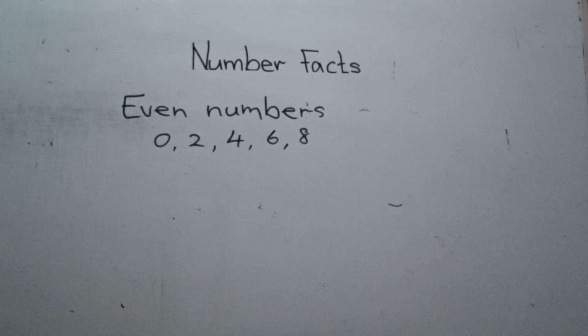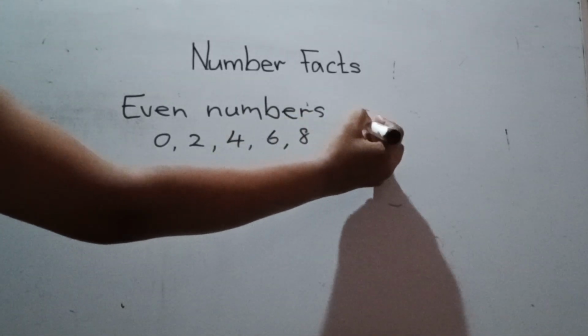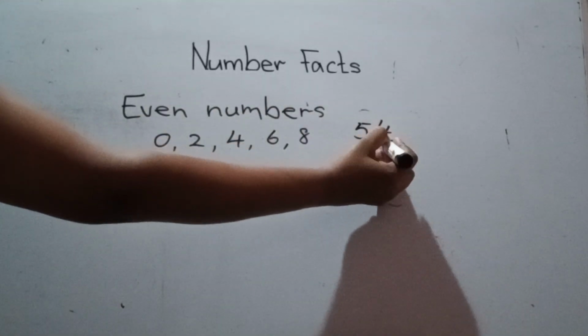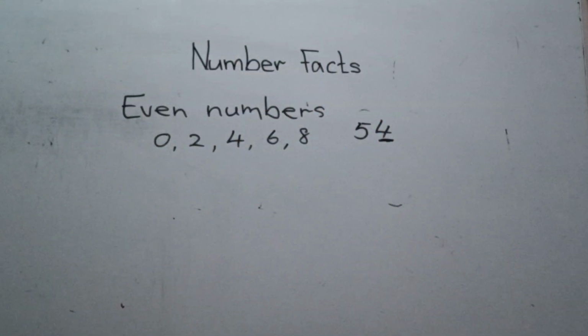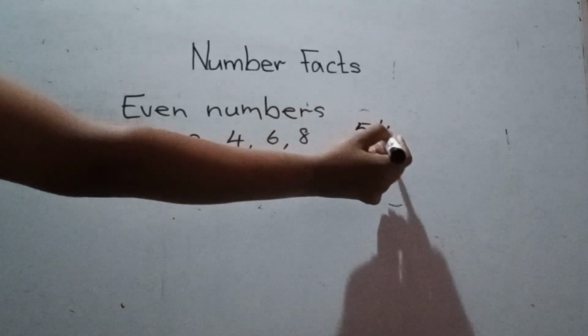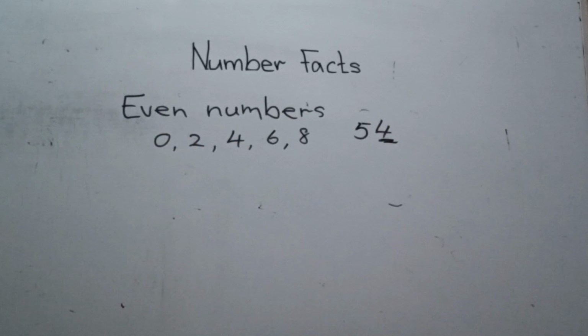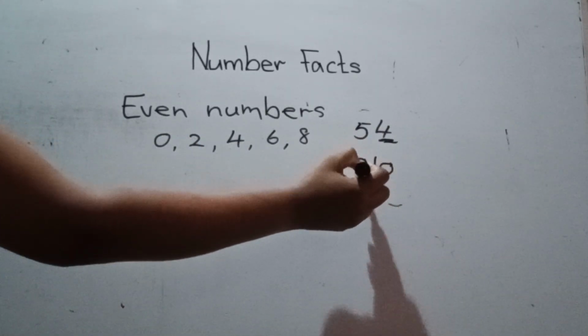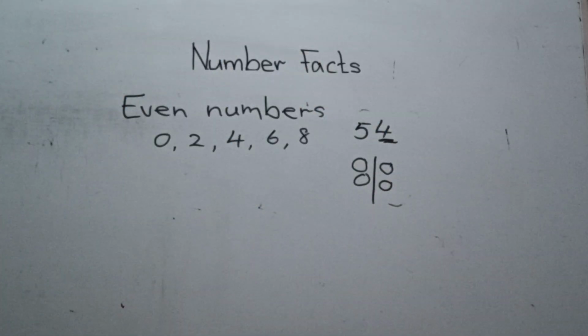So how do we find it? Now if it is 54, how can we find whether it's an even number? We have to consider the last digit. If you can divide it exactly by 2, we call it an even number. There is an easy way to find this. When we draw 4 balls, 1, 2, 3, 4, we can divide them exactly by 2. So it's an even number.